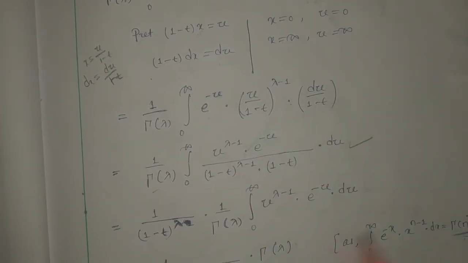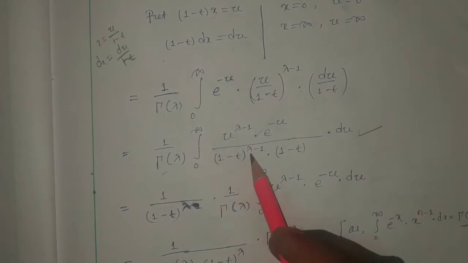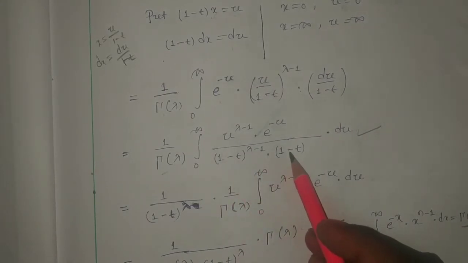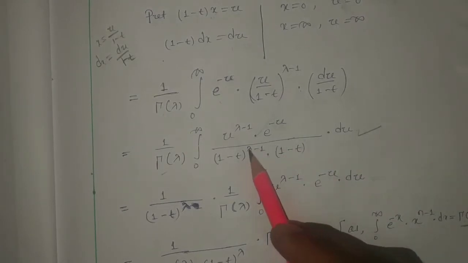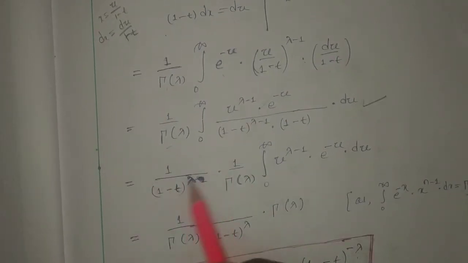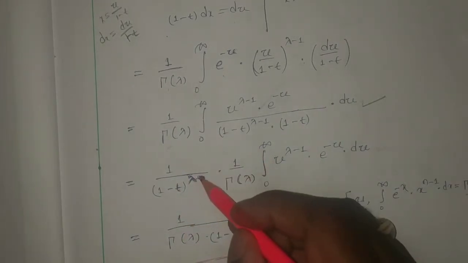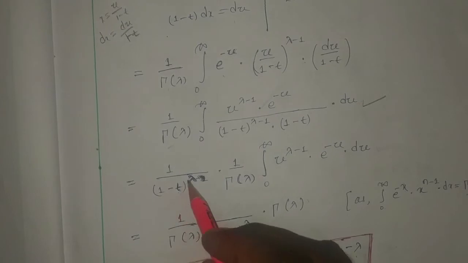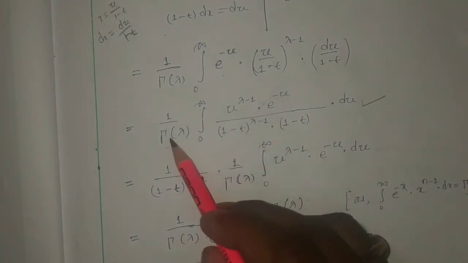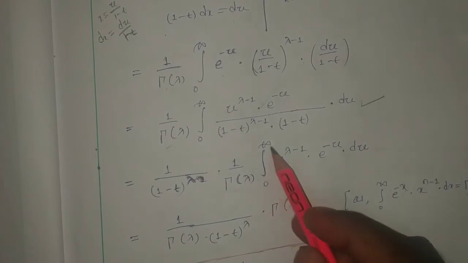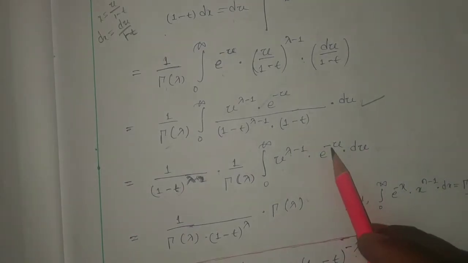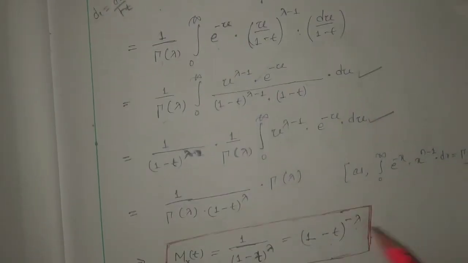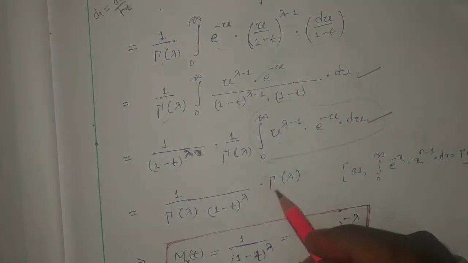Okay. Now here you can see 1 minus t to the power lambda minus 1 into 1 minus t to the power 1. If I add the powers, it will be lambda minus 1 plus 1, so only lambda will be there. So I take it outside as 1 by 1 minus t to the power lambda. You just concentrate on 1 by gamma lambda into 0 to infinity u to the power lambda minus 1 into e to the power minus u into du, right? This is nothing but your gamma lambda.